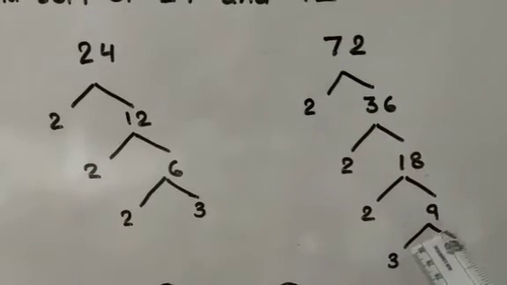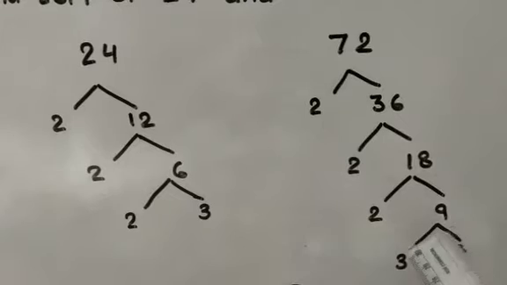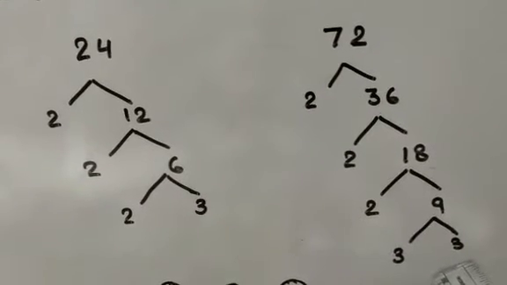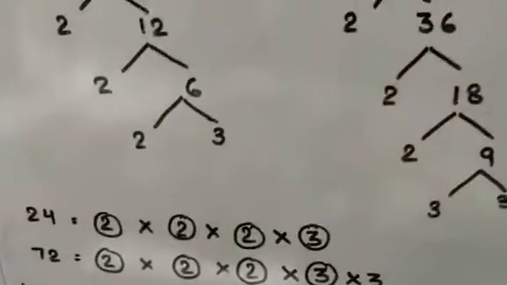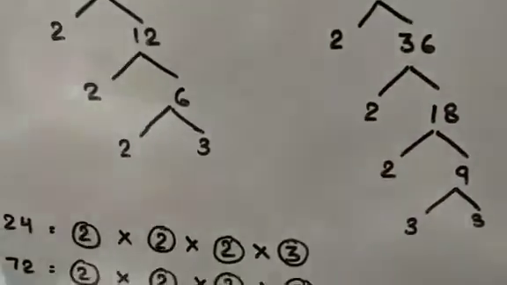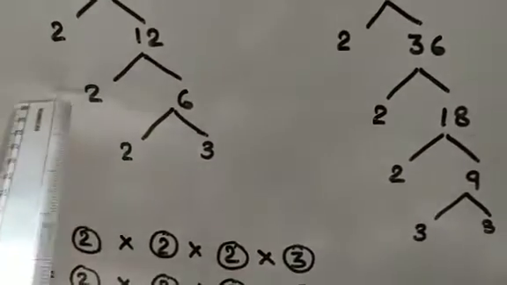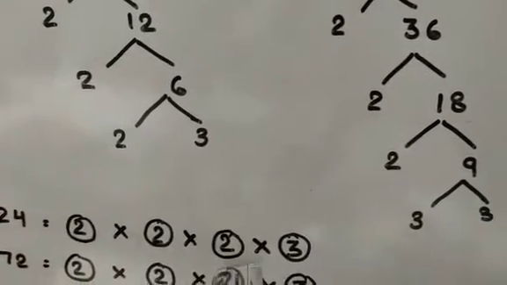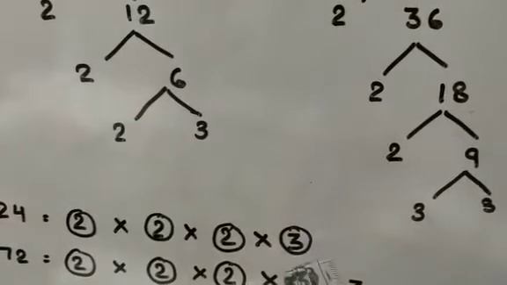9 is not divisible by 2, so we will divide it by 3. When we divided it by 3, we got 3. Now 3 is only divisible by itself, so leave it here. Now, how to write the factors? First of all, write all these factors. 2 into 2 into 2. Write it here. Then the last one on this side, into 3.